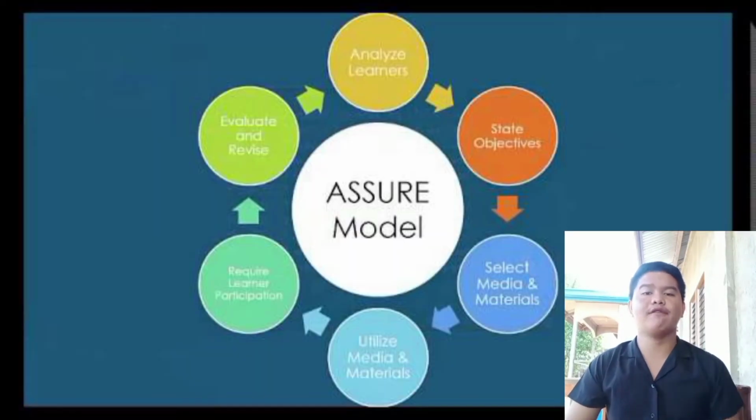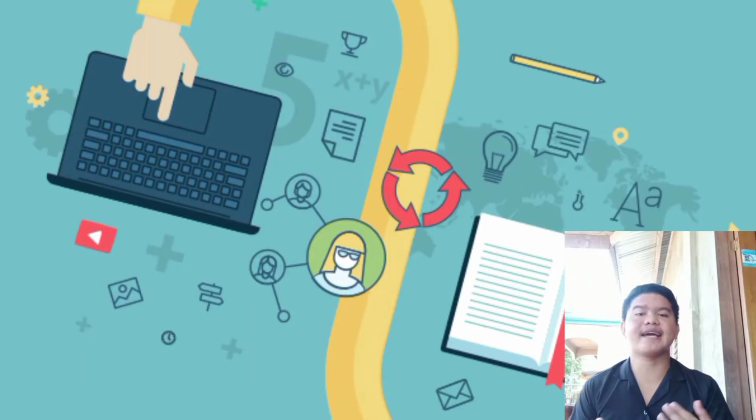First, A for analyze learners. S for state objectives. S for select methods, media and materials. U for utilize methods, media and materials. R for require learner participation. E for evaluate and revise. Now, let's discuss the components of the model.